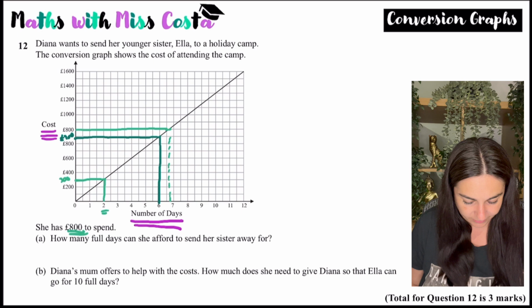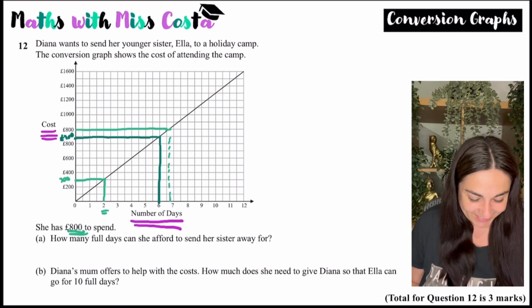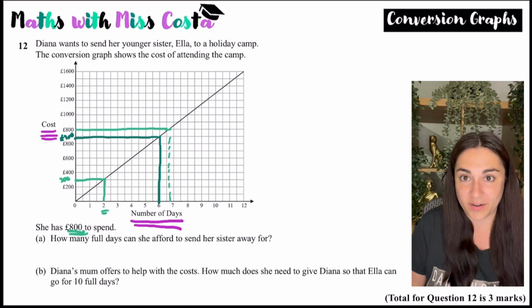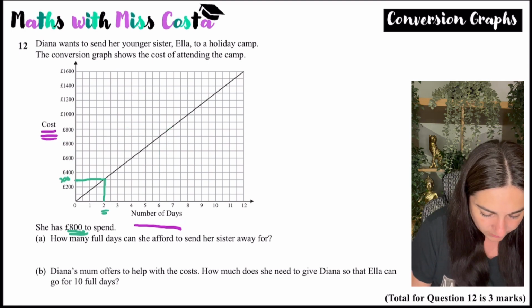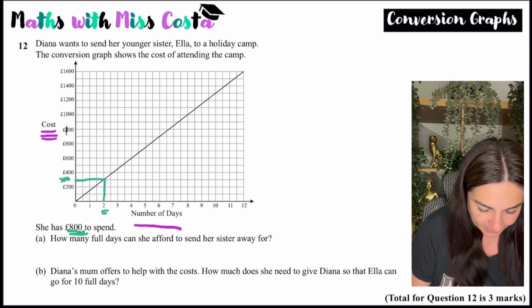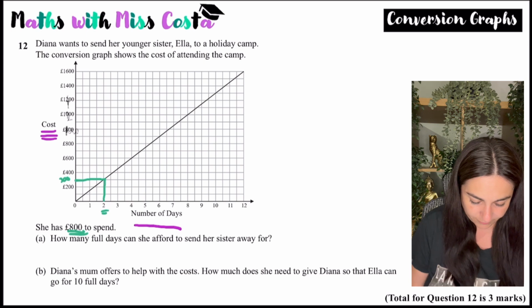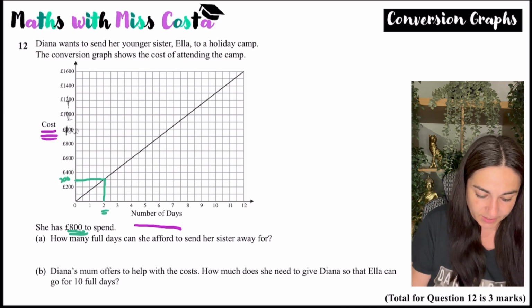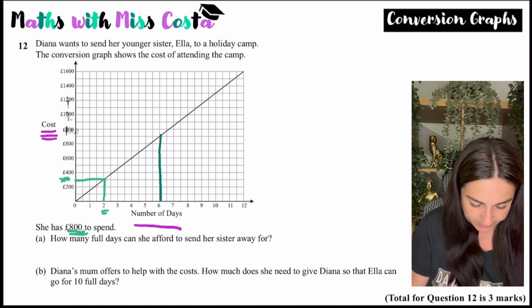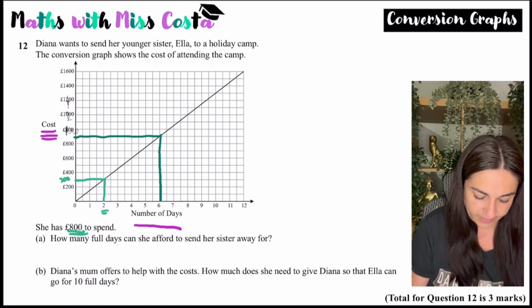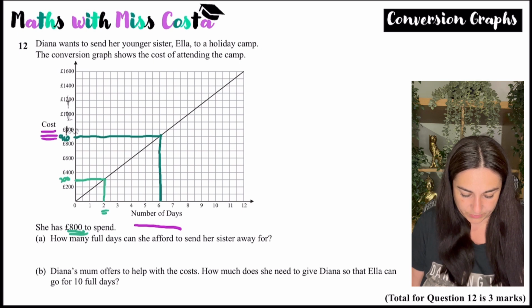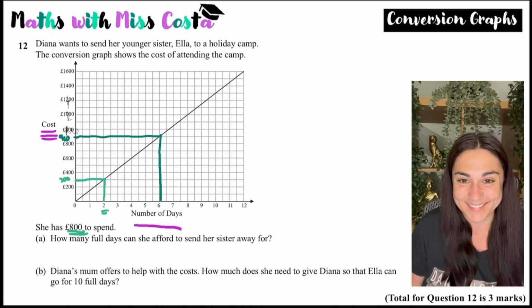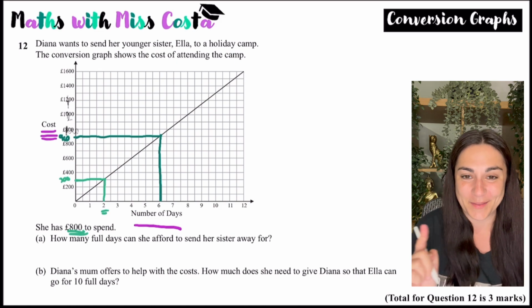Oh, I think there's an error there. Yes, there's an error on this graph. So just imagine the axes wasn't wrong and that this cost was £1,000, and this was 1,200 and this was 1,400 and so forth. Apologies for that. So anyway, 6 days is going to cost her £900, which she also can't afford. So, sorry, I'm just going to sort this graph out and then we'll get back to the question.